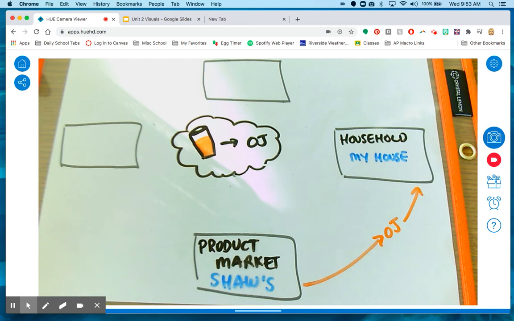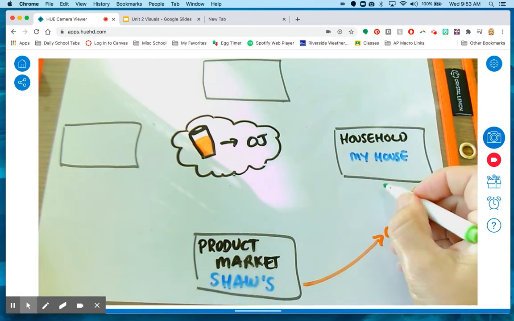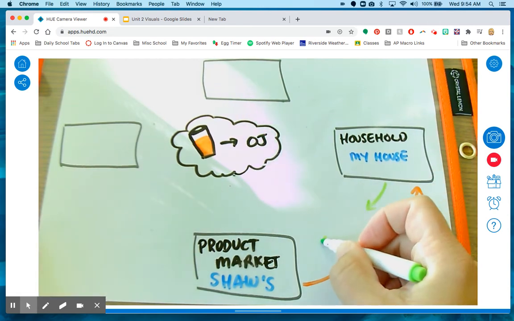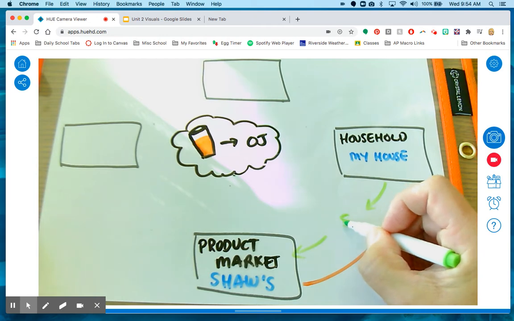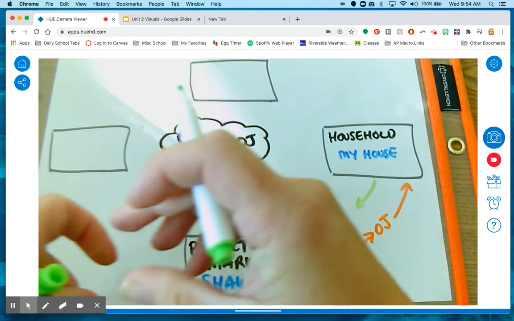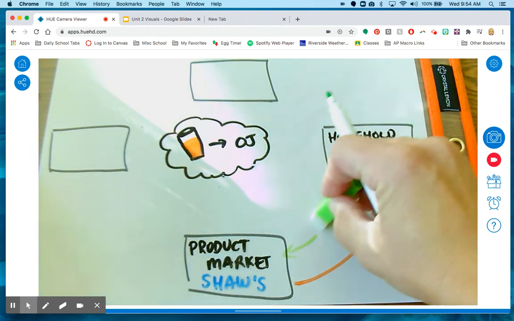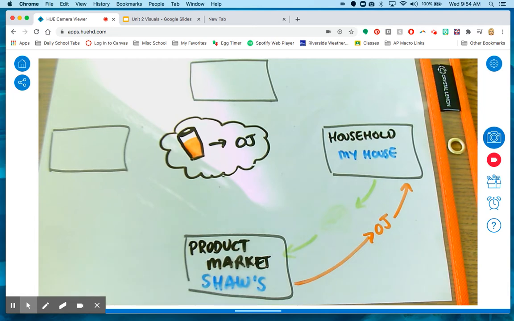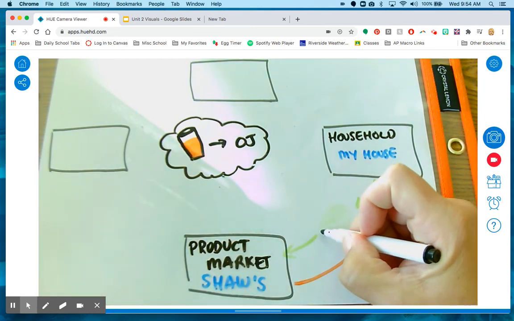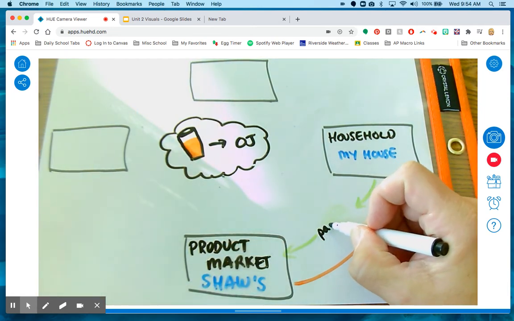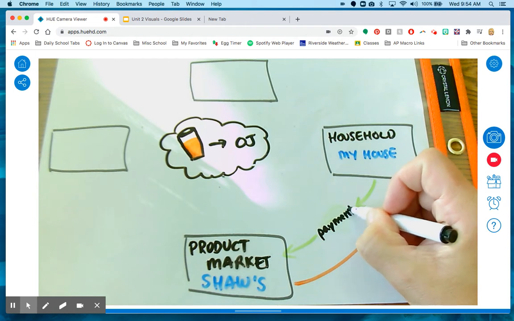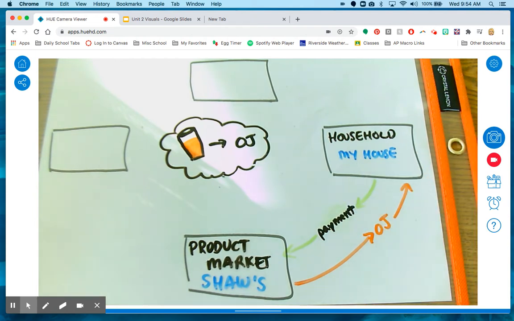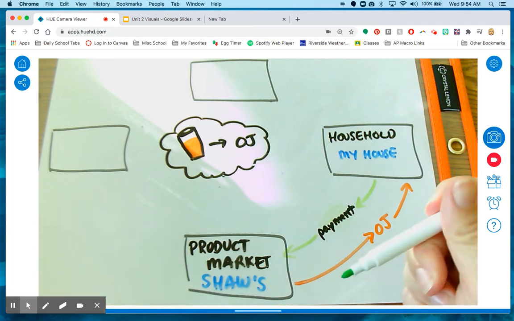because I provided Shaw's with a payment. Okay, so I'm going to put money here. Actually, you know what? I'm going to cross that out because I won't have enough room. And this green marker is kind of big, so I'm going to use the black to write the word payment. That's money that's moving. So I'm using green for money to show that change.